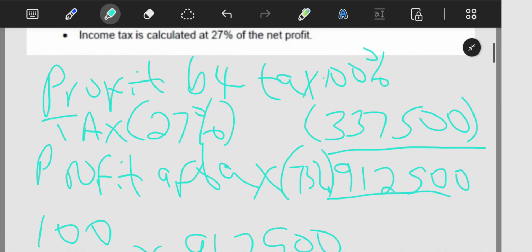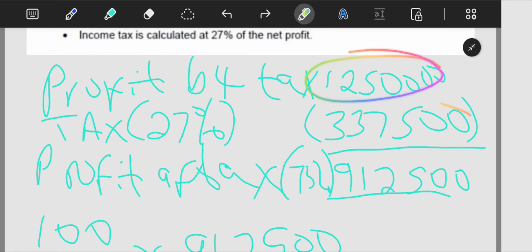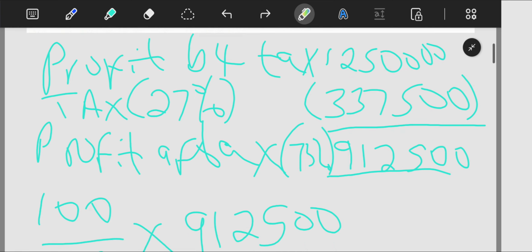Now, $1,250,000. Let's prove, no, this one does not have brackets, sorry. Let's prove this. This minus this, is it going to give us this? 1,250,000 minus 337,500. It gives us 912,500. Right. So this is our tax liability for the year. Right.